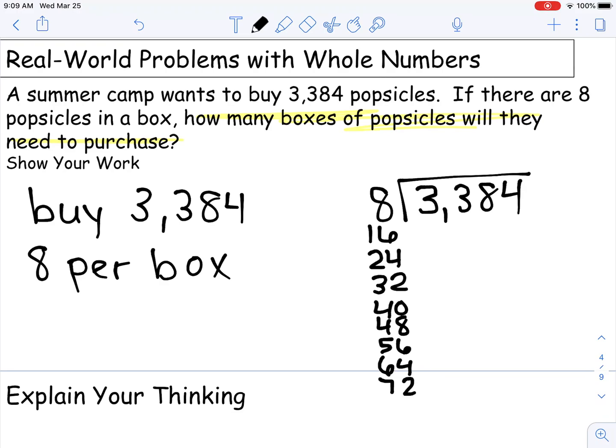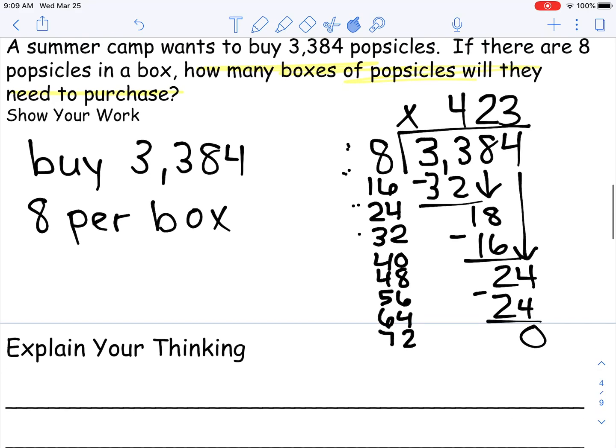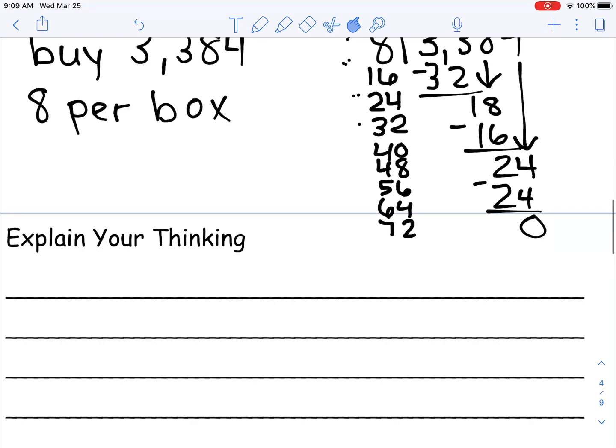Alright, if I have 3, I can't get a group of 8, so I go to 33, which means I can get 1, 2, 3, 4 groups. 4 times 8 is 32. Bring down my 8. If I have 18, I can get 1, 2 groups. 2 times 8 is 16. Subtract, bring down. If I have 24, I can get 1, 2, 3 groups. 3 times 8 is 24. So they need 423 boxes.